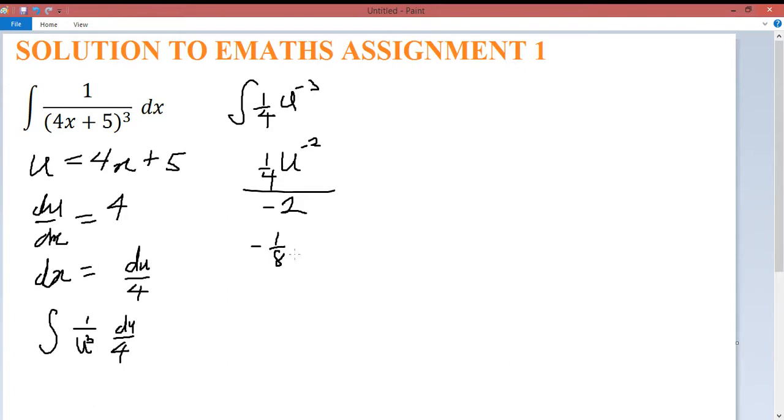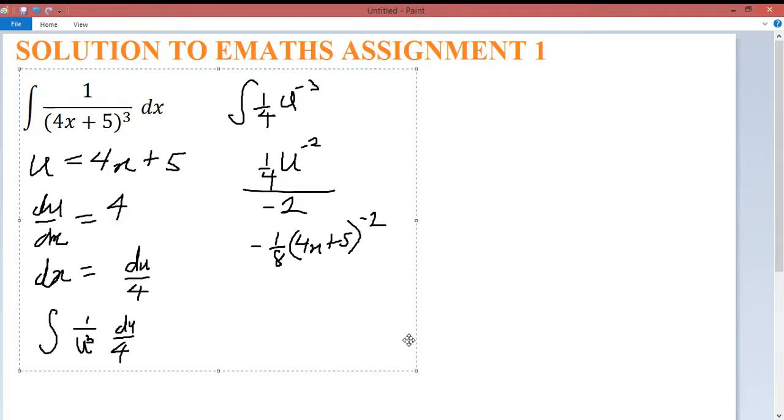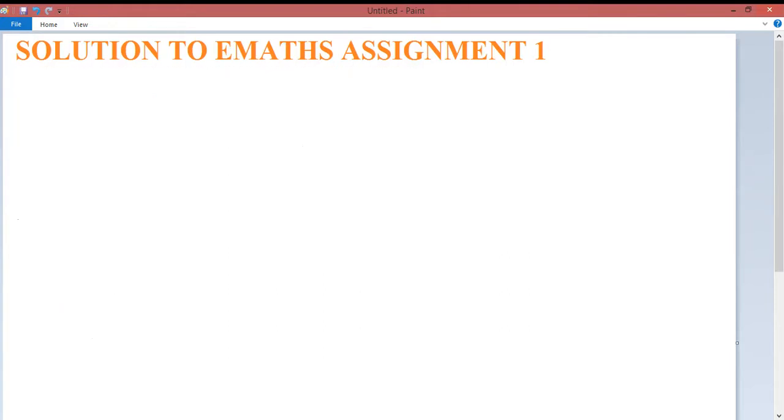And I introduce the value of u, 4x plus 5, raised to the power minus 2. That is question number 2. You can pause the video to have a better look at it. We are going to question number 3.